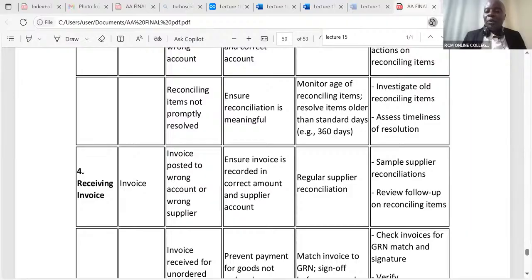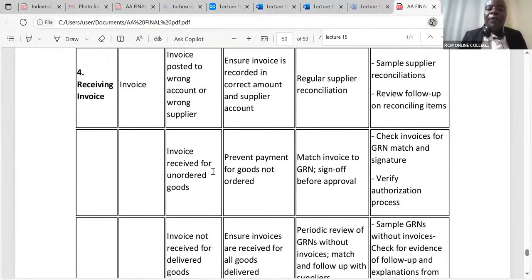What else could go wrong? So many things can go wrong. Invoice received for unordered goods, especially when there is collusion. If we have a control, the control objective here, if we don't want to get into this problem, will be to prevent payment for goods not ordered. Ladies and gentlemen, as an accountant, as a CFO, you're the one who is going to put in controls. The very best control activity will be to match the invoice to the goods received note.